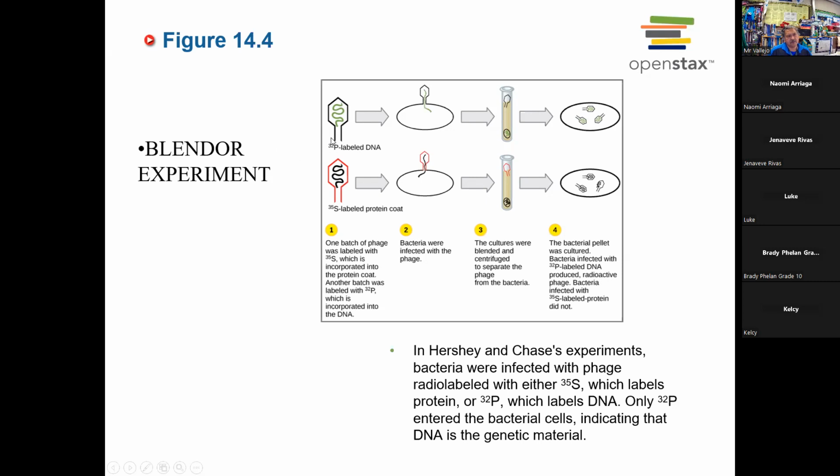What they did was they grew the virus in such a way that the DNA was replicated in the presence of radioactive phosphorus. And over here, you can see that these viruses were grown in radioactive sulfur. Well, sulfur is found in the protein coat of the virus, whereas these green ones right here.